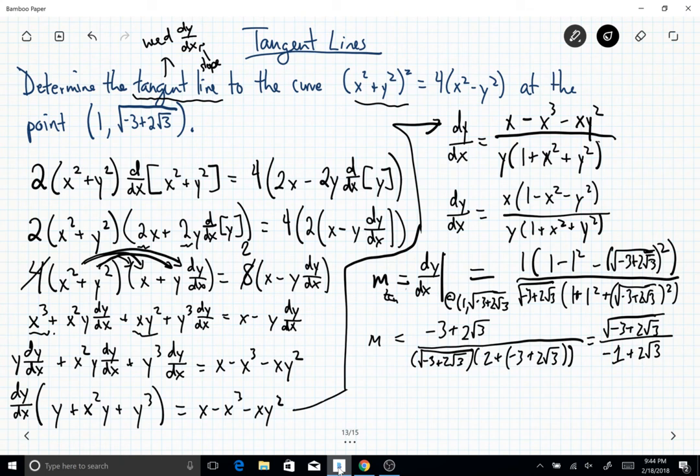Whew. So that's just for the slope. Now the fun part, right? Well, it's not too hard from here. So your final formula, remember, goes y minus y1 equals m times the quantity x minus x1.